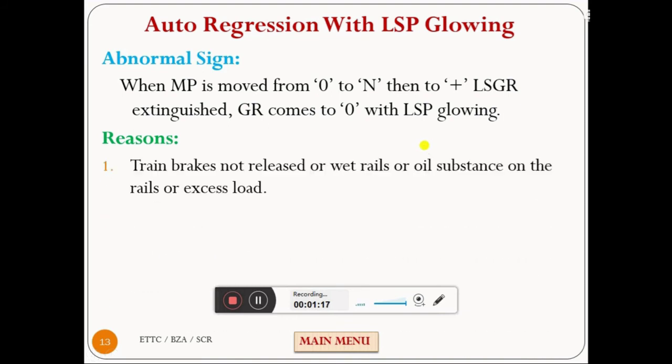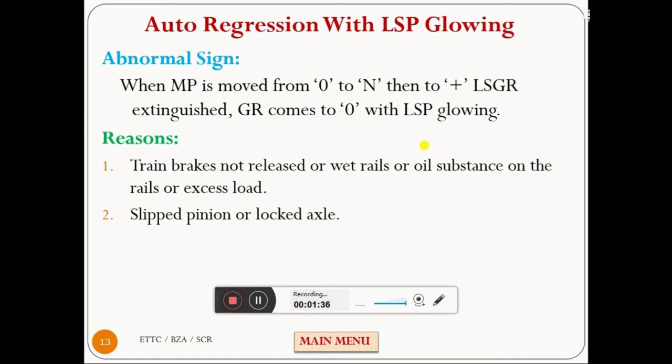Now, the reasons are: train brakes not released or wet rails or oil substance on the rails or excess load.